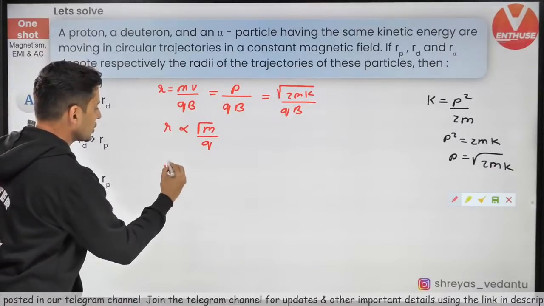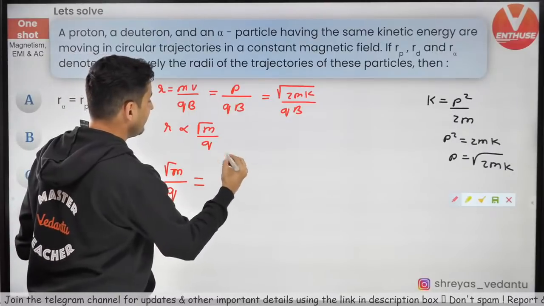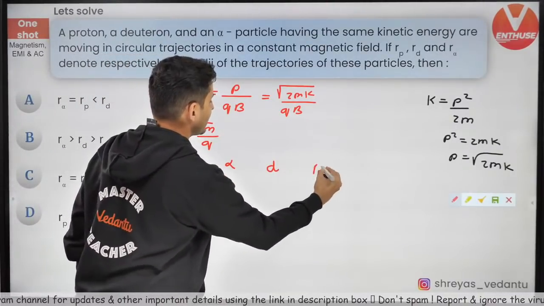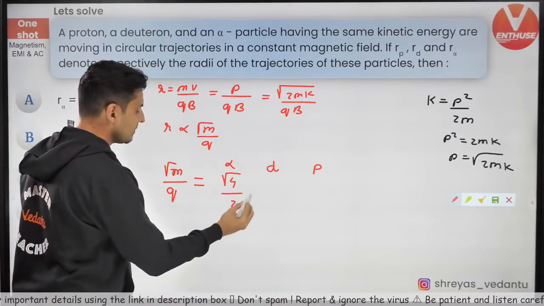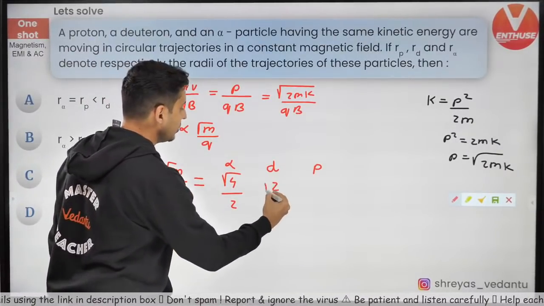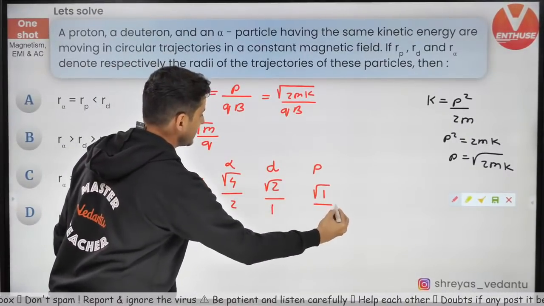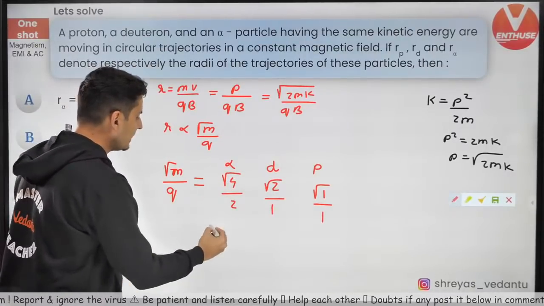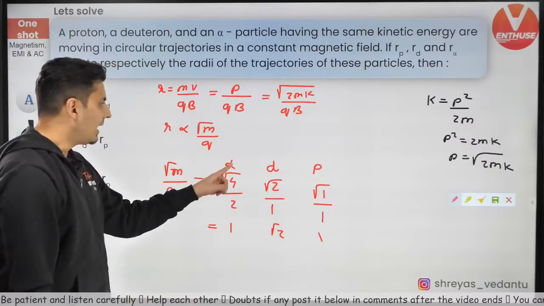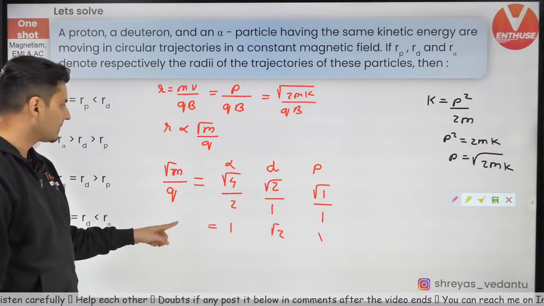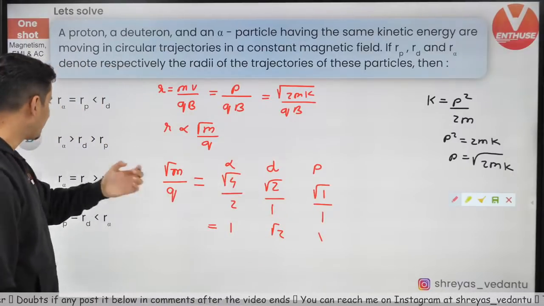Now, think what this ratio root m by q is, for let's say alpha particle, let's say for deuteron, and let's say for proton. For alpha particle, the mass is 4, charge is plus 2. For deuteron, the mass is 2, the charge is 1. For proton, the mass and the charge both are 1. Root 4 is 2, 2 by 2 is 1. This is nothing but root 2, and this is nothing but 1. So alpha and proton both have the same radius, and deuteron has root 2 times more.